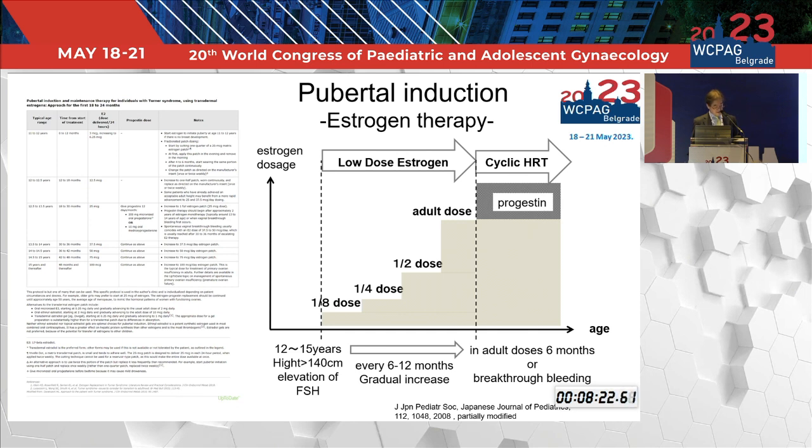The graph on the right side shows the method recommended by the Japan Pediatric Society, and it's basically on the same principles as the table on the left. So gradually increase the dose step by step every 6 to 12 months.